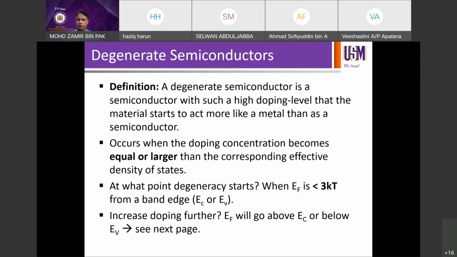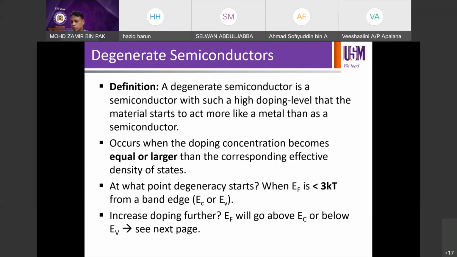So today we'll continue with the concept of degenerate semiconductors. Let's just recap on this concept that we discussed last Monday. We have learned that a degenerate semiconductor is essentially a semiconductor that is heavily doped. When it is heavily doped, its behavior is more like a metal than a typical semiconductor. It is still a semiconductor in nature. It's just that the electrical properties are more like a metal than a typical semiconductor.